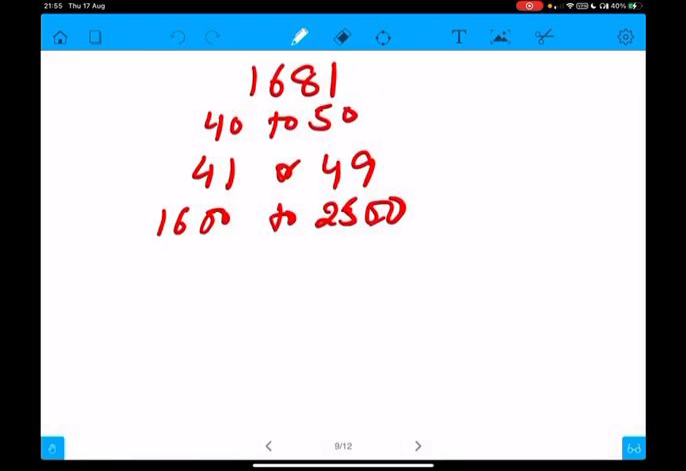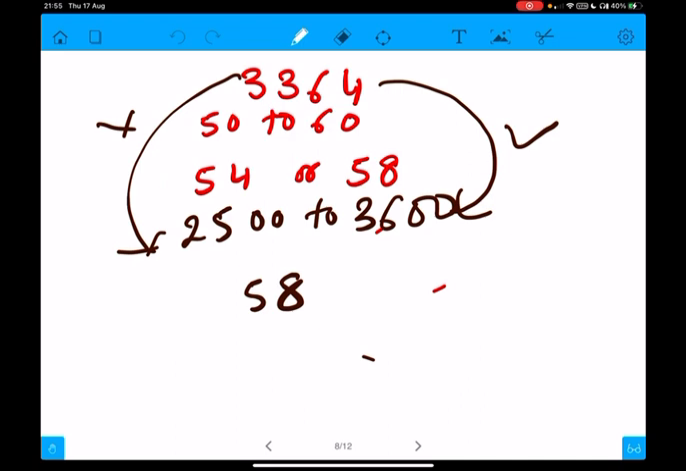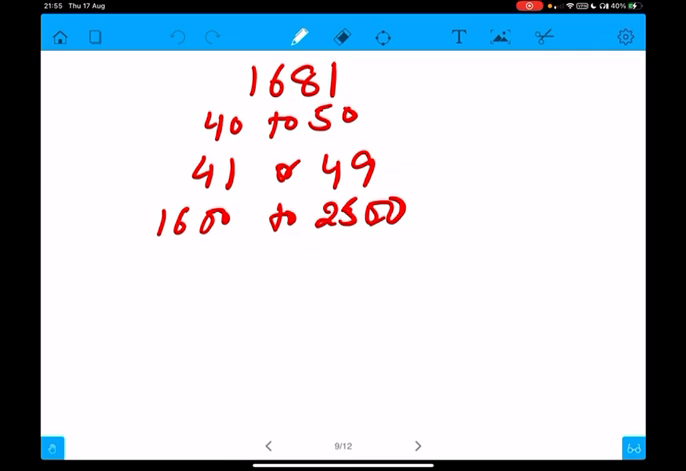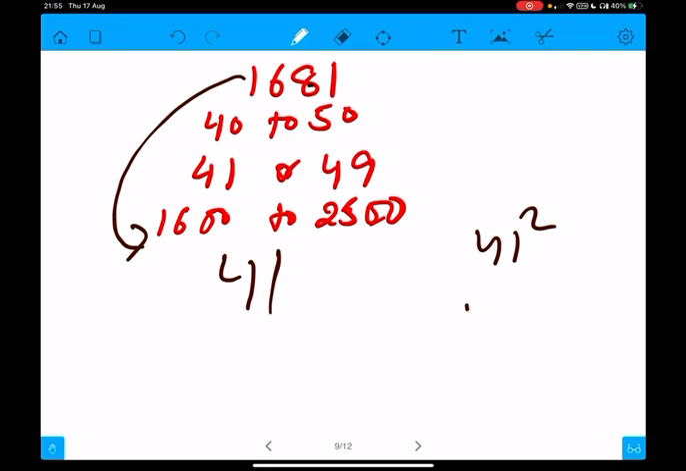To give another example, 1681. 1681 has to be between 1600 and 2500, so 40 to 50. It ends with 1. Sorry, in the previous number also I missed it: it has to end with 2 or 8 because it ends with 4 there. Here it ends with 1, so the last digit has to be 1 or 9, and it has to be between 40 and 50. So the number is 41 or 49, which lies between 1600 and 2500. 1681, as you can see, is closer to 1600, so the number has to be 41. 41 square is 1681.